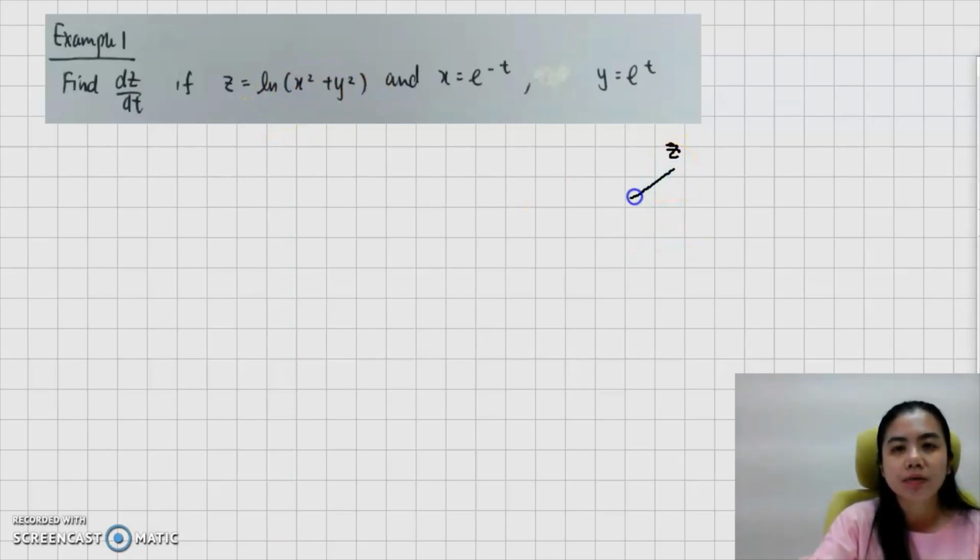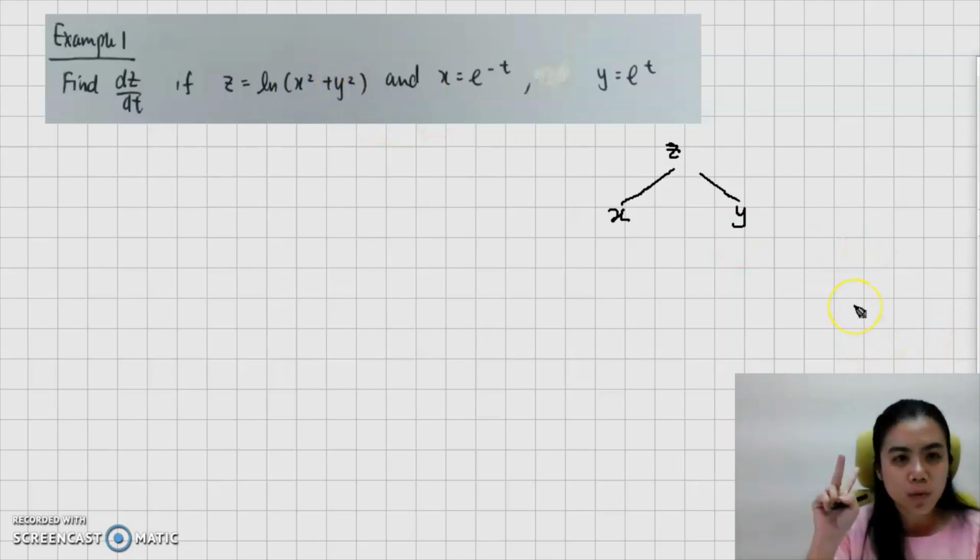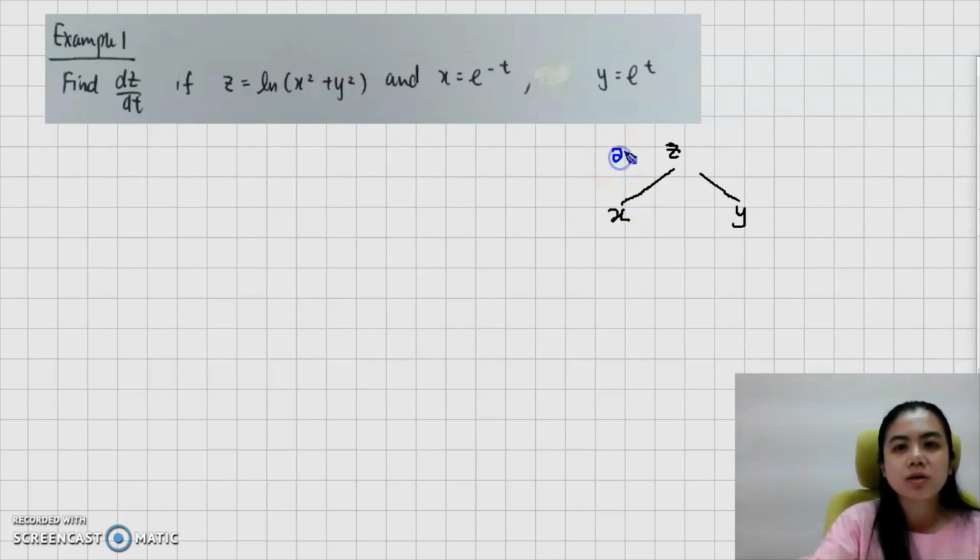So instead you have two branches. One branch is for x, another branch is for y. x and y, two variables, right? So it means that you have two branches. After that, you're going to do partial derivative, one with respect to x, one with respect to y.